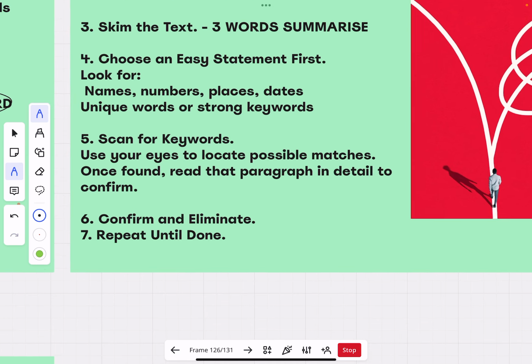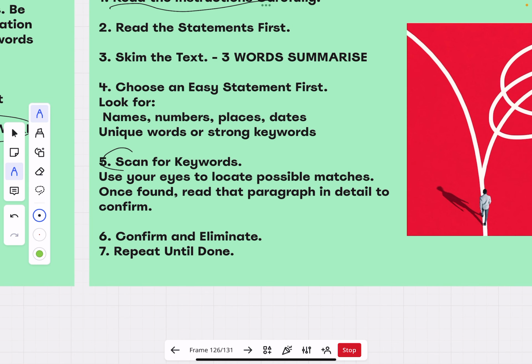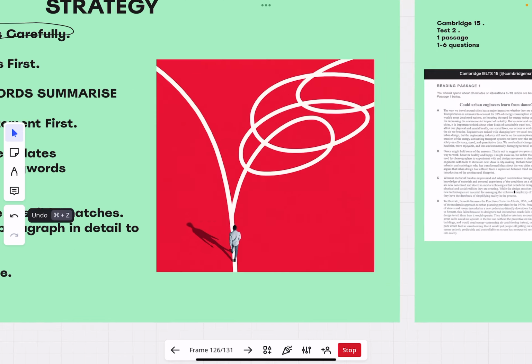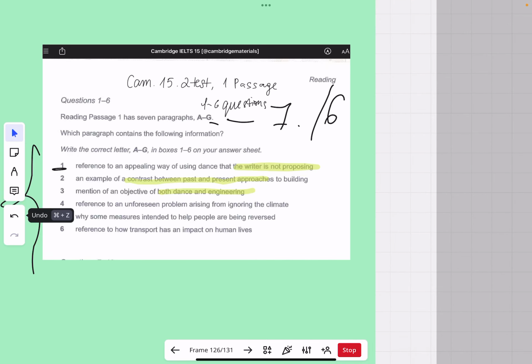Okay. Scan for keywords. This is important. As I said before, there are keywords in each statement. So, these are the statements, right? Each statement has a different kind of keyword that gives you the clue or the hint, the hint of where the information is from.